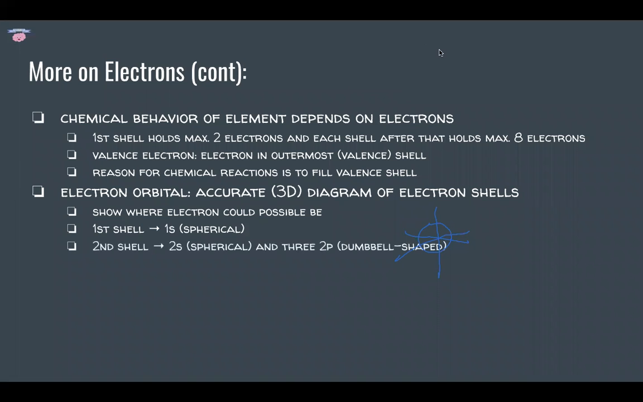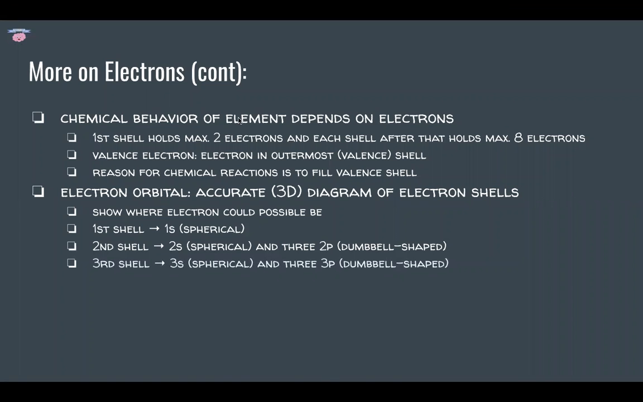The second shell is 2s. So it has a spherical one, and then it has three 2p's, and 2p's are dumbbell shaped. So we have one more spherical, and then we have three dumbbell shapes. The reason we have three is because it can either go on the x-axis, the z-axis, or the y-axis. So s's are always spherical and p's are always dumbbell shaped.